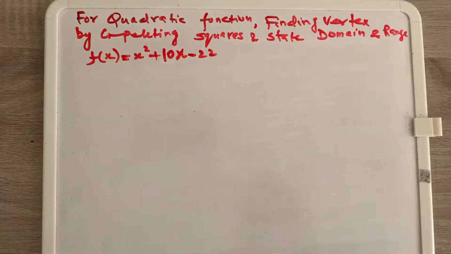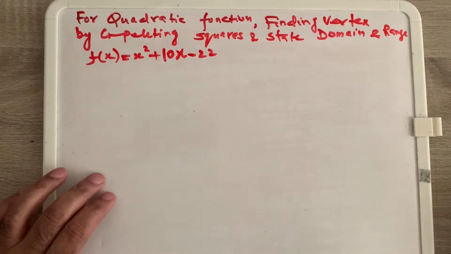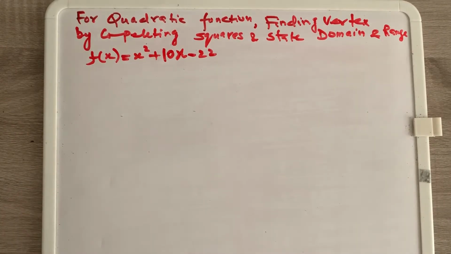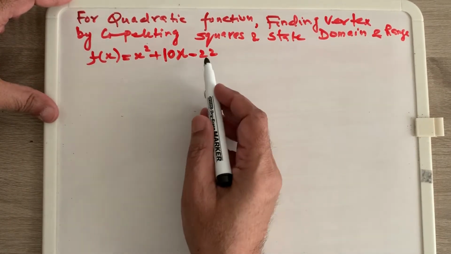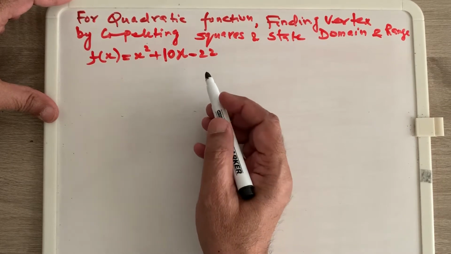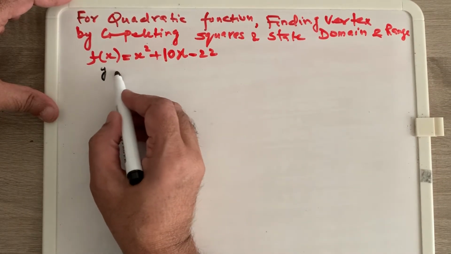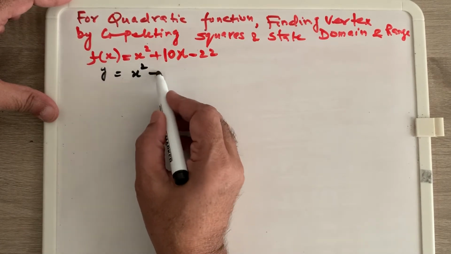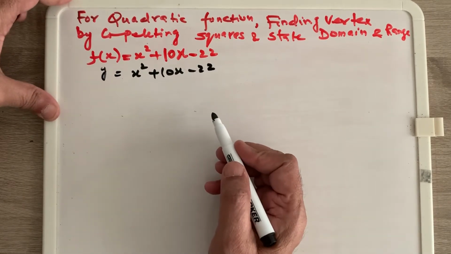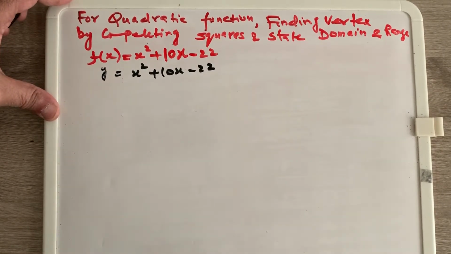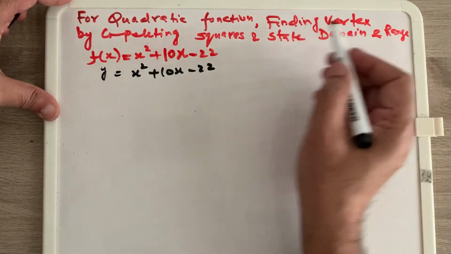Today we will be solving a quadratic function, finding the vertex by completing the square, and we have to state the domain and range of the quadratic function. So we have a quadratic function here. f of x is equal to x squared plus 10x minus 22. And we know that f of x is nothing but y. So my quadratic function is x squared plus 10x minus 22, and I have to find out the vertex by completing a square.